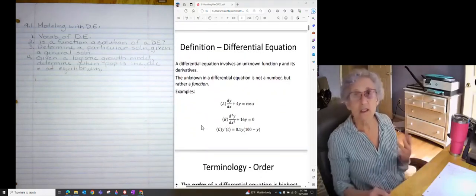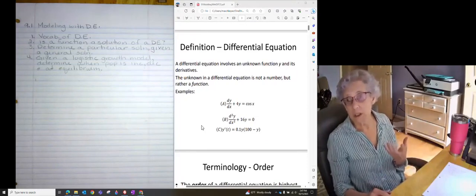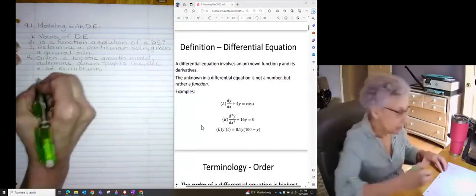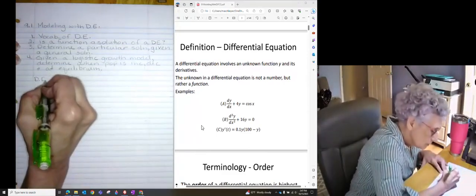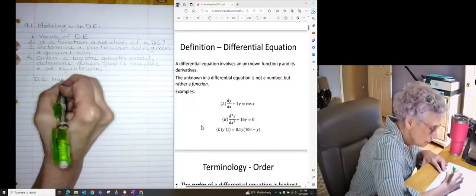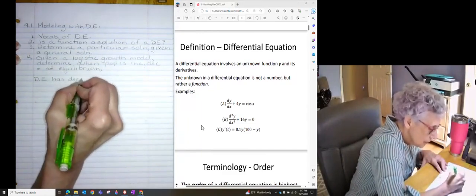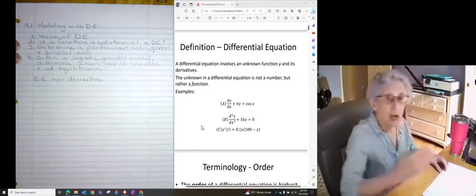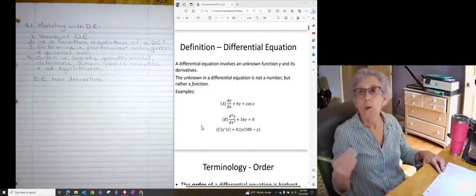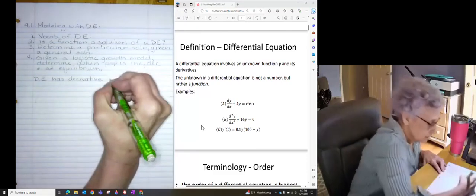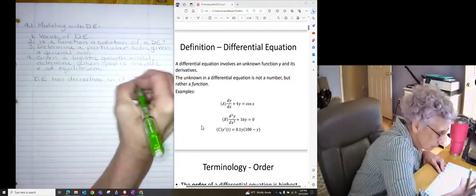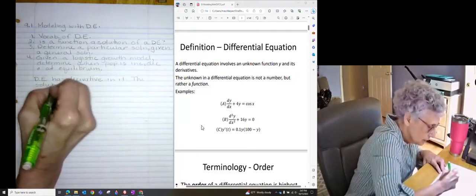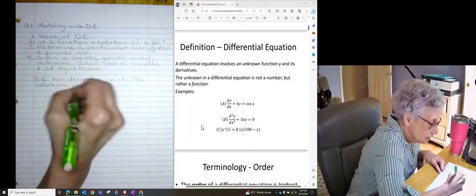We need to know what a differential equation is. A differential equation is just an equation with a derivative in it. Our goal is not to find just a number for an answer, but a function. The solution is a function.